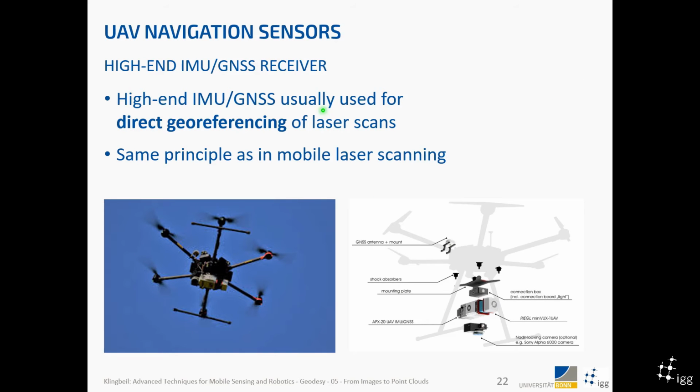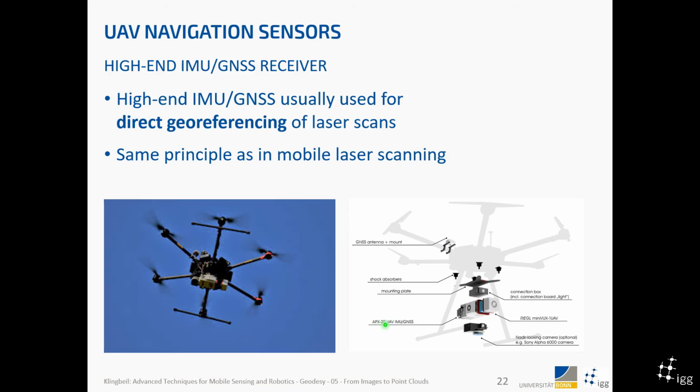There are also UAVs which have high-end IMU GNSS receivers, and these high-end geodesy systems are usually used for direct georeferencing of laser scans. So this example here is a laser scan. It's a profile laser scanner, which, as you can see here, is attached to a UAV, and then we use this IMU here.